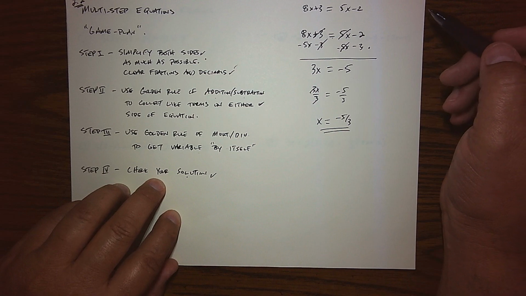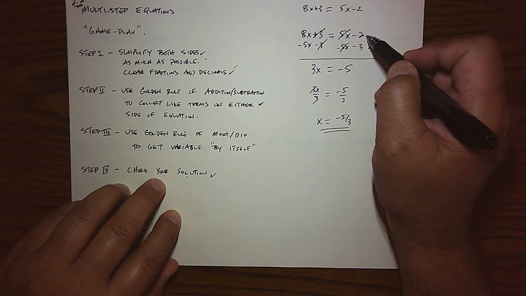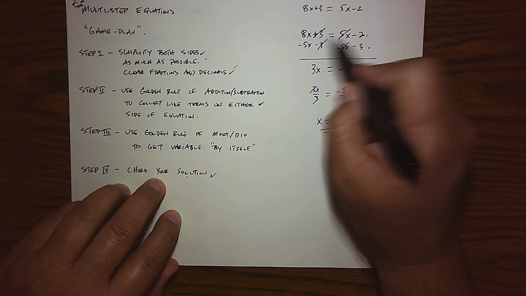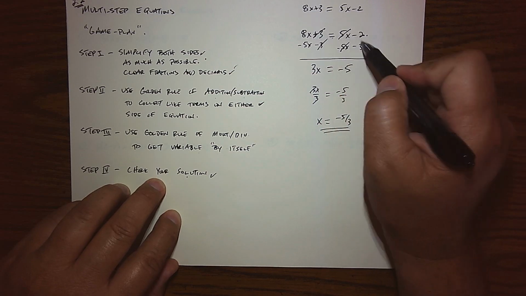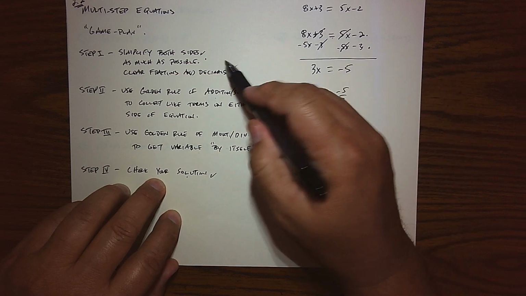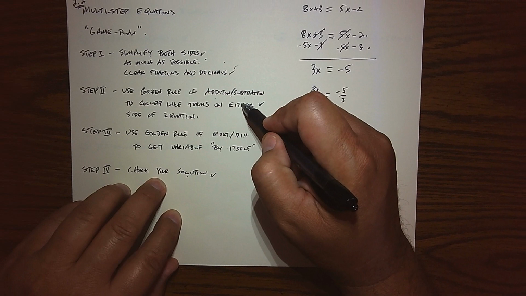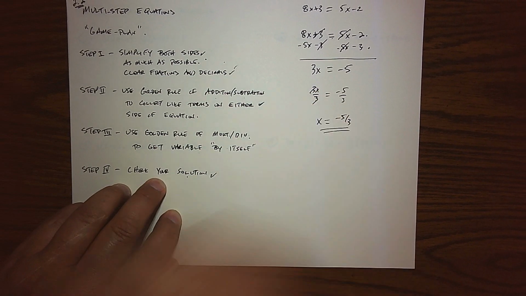stage of the game. So again, what makes this more challenging is I have x terms on both sides of the equation and non-x terms on both sides. So we have to begin by simplifying both sides as much as possible, using our golden rule of addition and subtraction to move some terms around, and then we're usually just a golden rule away of multiplication or division to finish things off.